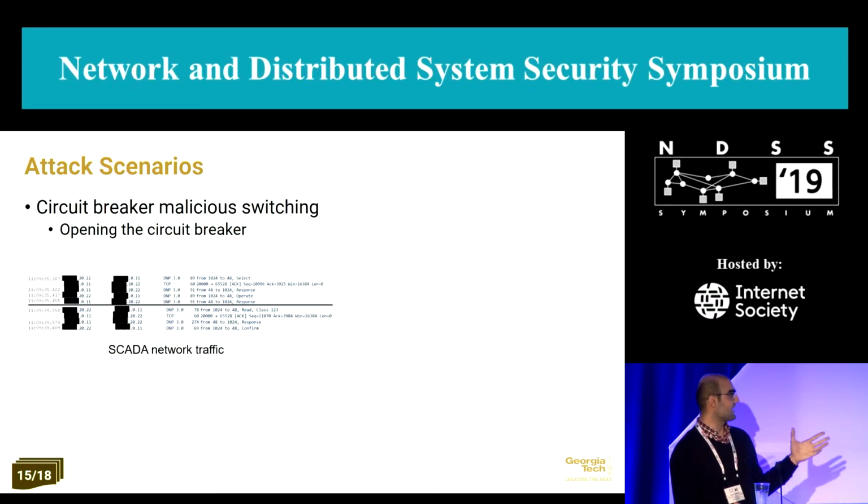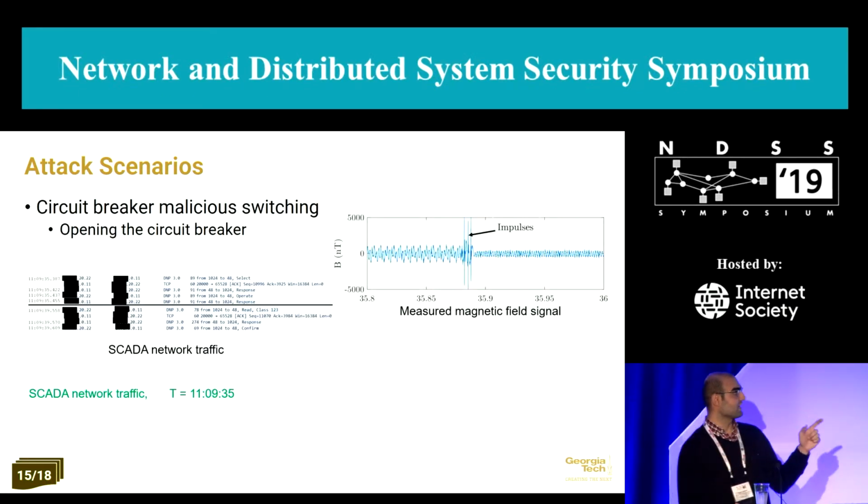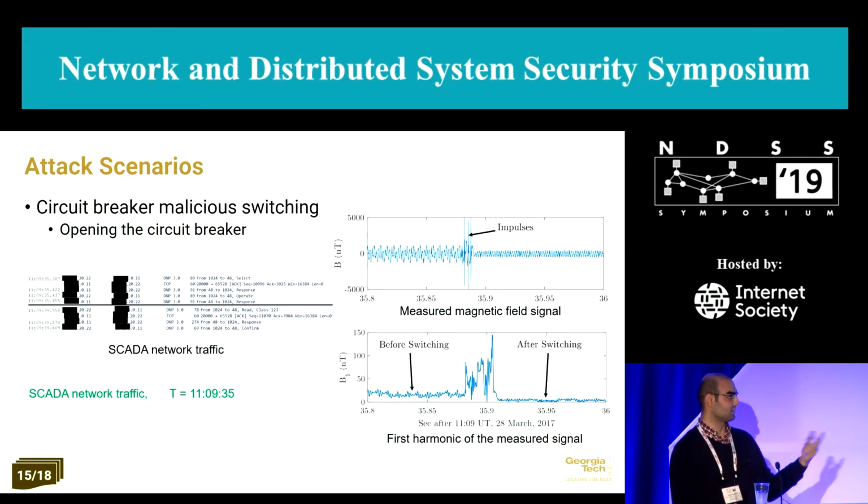First, we have the SCADA network traffic. From this network traffic, we can see that circuit breaker opening happens at 11:09:35. And then we have magnetic field signal measurement, and we have 2 attributes to detect circuit breaker opening. The first one is the presence of 3 consecutive impulses, which is prevalent from this figure. And also, if we extract the first harmonic of this signal, we should see the decrease in the first harmonic signal, which is the case.